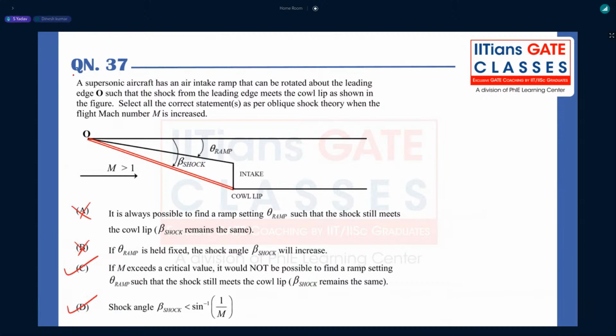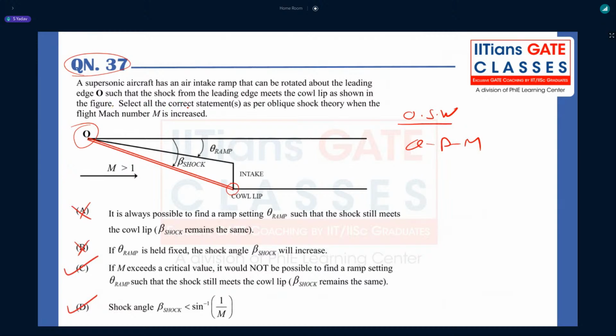Yeah. So question number 37 was the second question from gas dynamics, and it's based on the oblique shock wave. So for oblique shock wave, if you remember your theta beta M relation, this question was pretty straightforward. The question was: a supersonic aircraft has an air intake ramp that can be rotated about the leading edge O, the lip of the intake, such that the shock from the leading edge meets the cowl tip. This is the point where the cowl tip is located, as shown in the figure.